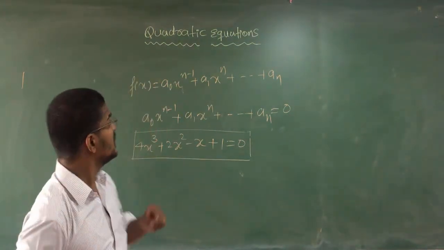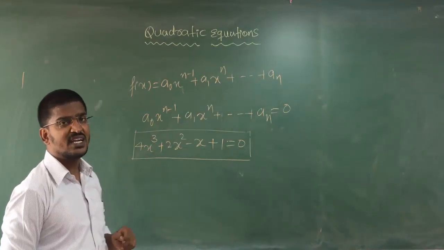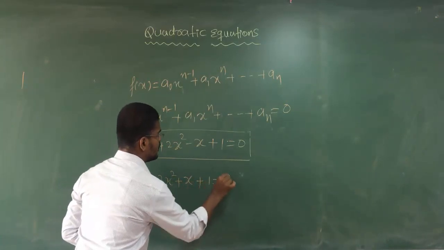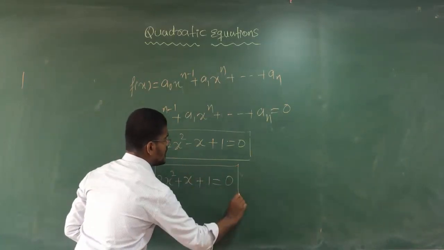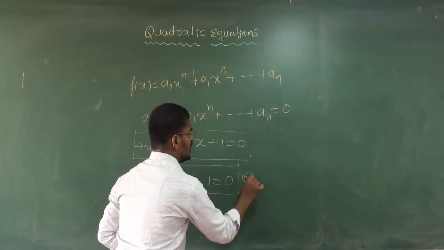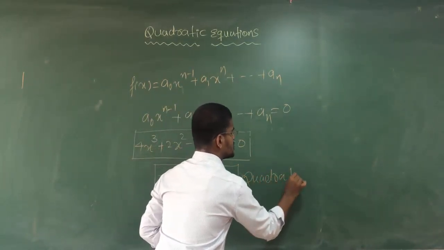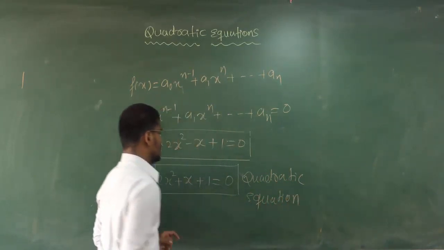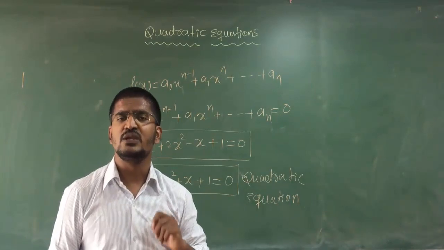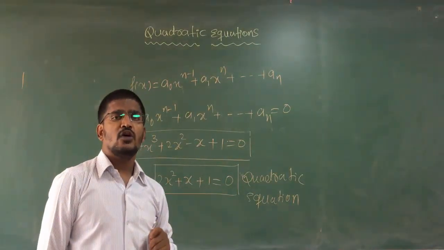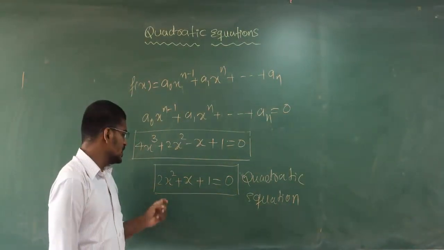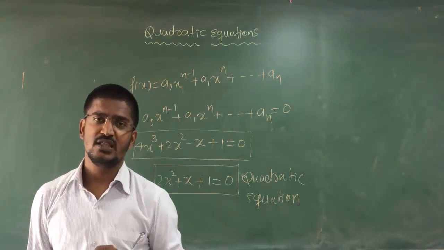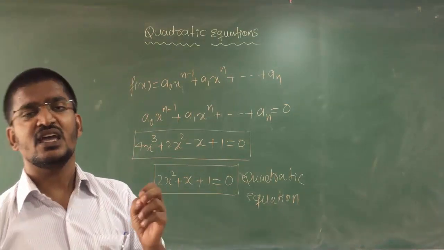Now let us know what is a quadratic equation. Quadratic equation means if I write 2x square plus x plus 1 equal to 0, now this is called a quadratic equation. This is called a quadratic equation because the power of the variable will be 2. So for the polynomial to be a quadratic equation, the degree must be 2 and the equal to 0 must be present. Then it is called a quadratic equation.